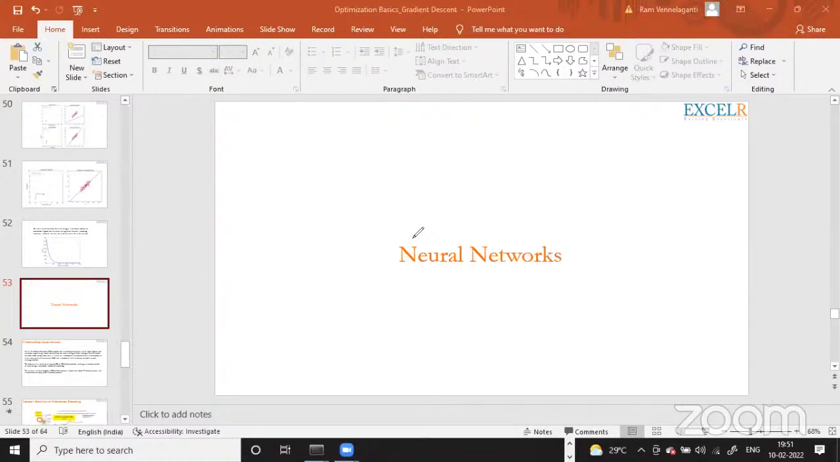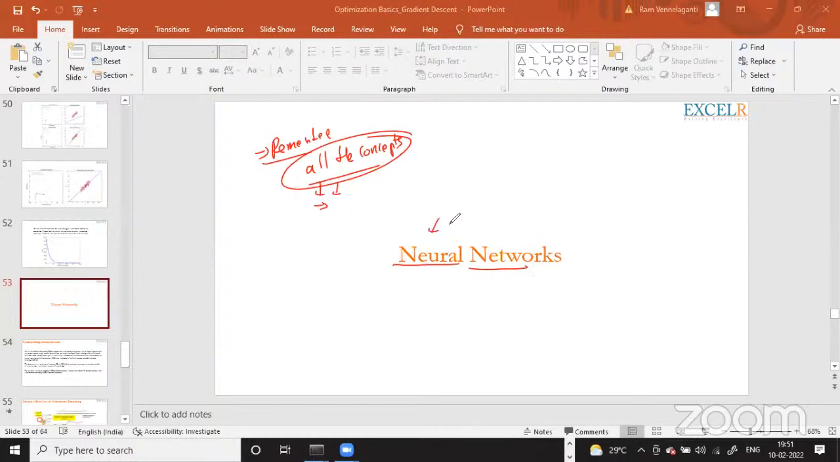So now, try to remember all the topics and concepts that we have discussed so far, because they are important. They will help you understand the next topic we are going to discuss: neural networks. Under this, we are going to discuss artificial neural networks first.